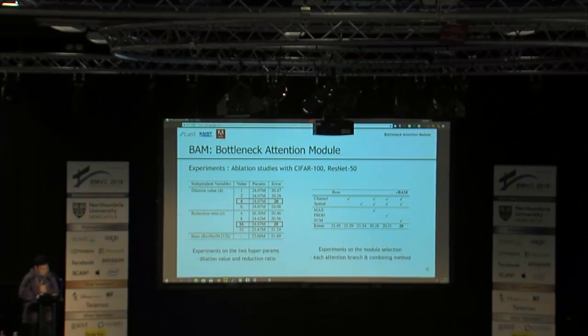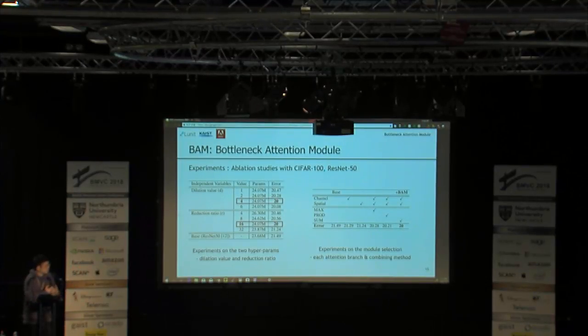This is a part of our ablation study. All the results are on CIFAR-100 classification top-1 error. We use ResNet-50 as our base architecture. In the left table, we experimentally find the optimal settings for channel reduction and dilation value. We found dilation value 4 to be the best, and reduction ratio 16 is a good value to work with. On the right side, we explore the effect of the channel and spatial branches separately and how to combine those two branches. As you can see, there is more improvement when we use them together.